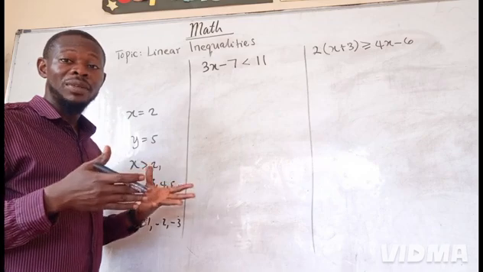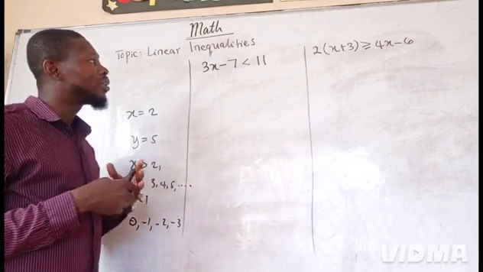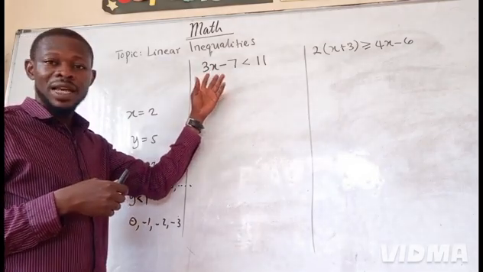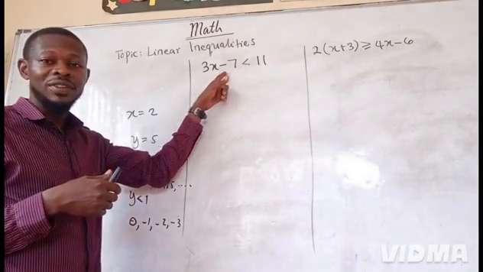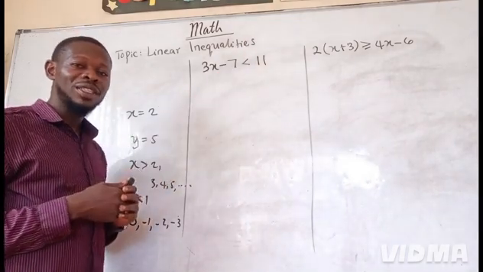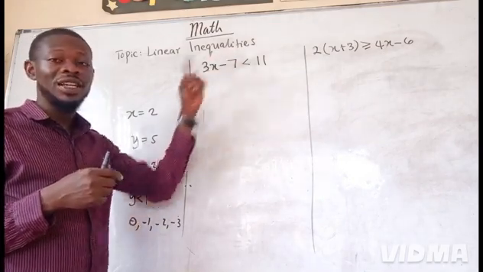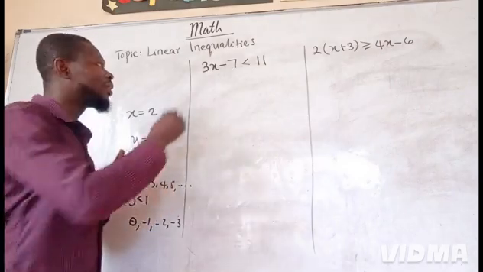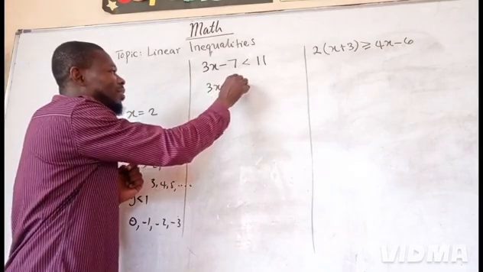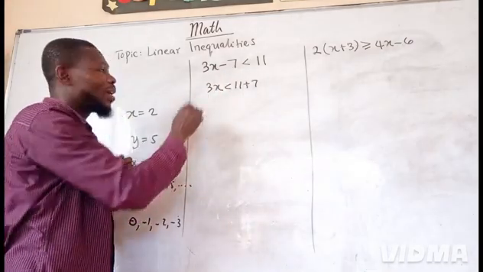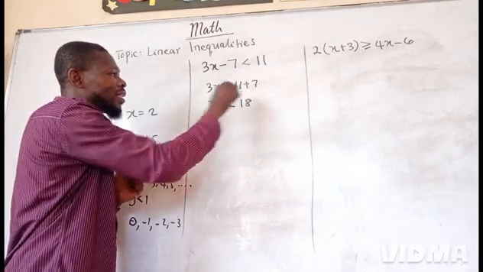You can solve them like equations if you choose to, or you could choose to use the balancing method. Now, if I'm collecting like terms here, I think -7 has to go across the inequality sign. And we both know that when the negative number crosses the sign, it becomes what? Positive. This becomes 3x less than 11 plus 7, which will give us what? 3x less than what? 18.